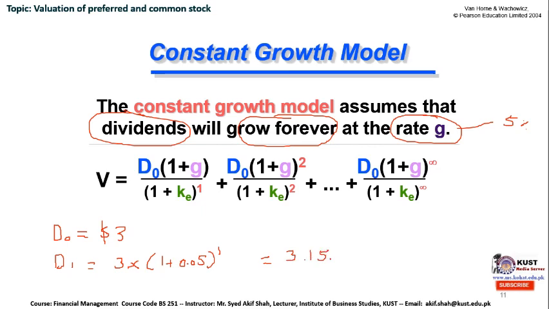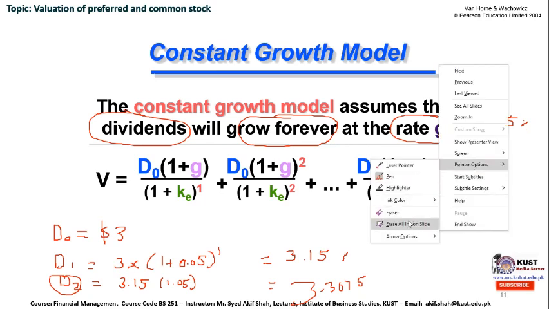$3.15. In the same fashion, this dividend will grow again in the next year. We can denote it D2, and this dividend will once again grow with the same factor. Therefore, it is known as the constant growth model. The next year's dividend will be 3.15 multiplied by 1.05, and it gives us 3.3075. So at the end of the second year, the company is going to pay out $3.3075 of dividend per share.